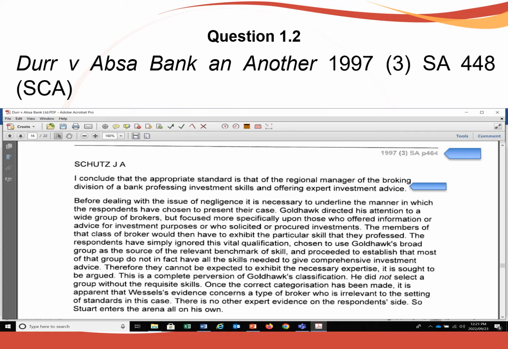So here, what was the crux of the matter? What type of skill are we looking at when we apply the test? It would be that of regional manager.